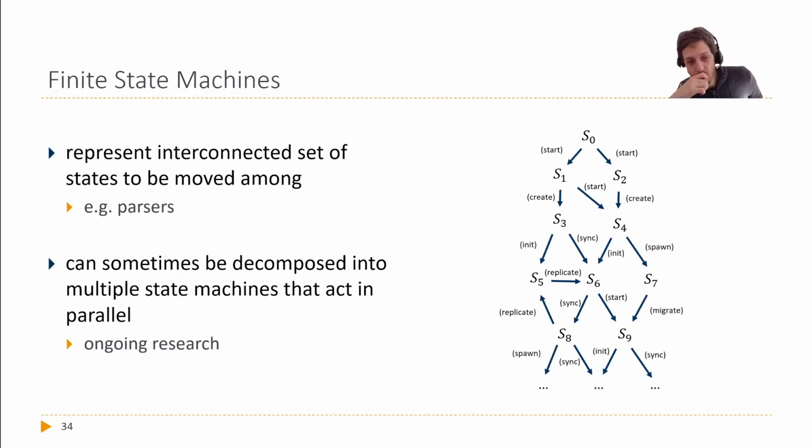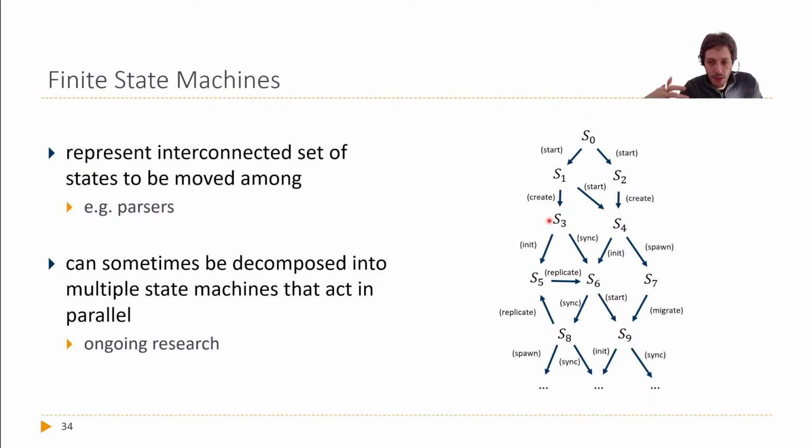And the last dwarf we're going to talk about before we move to Tales of the Proseminar, for which we have just enough time, I hope, is finite state machines, which represent a set of interconnected states that you can move along. So on the right, for example, we have a start state with a start operation through which we arrive at state 1. Then we do creation of something.